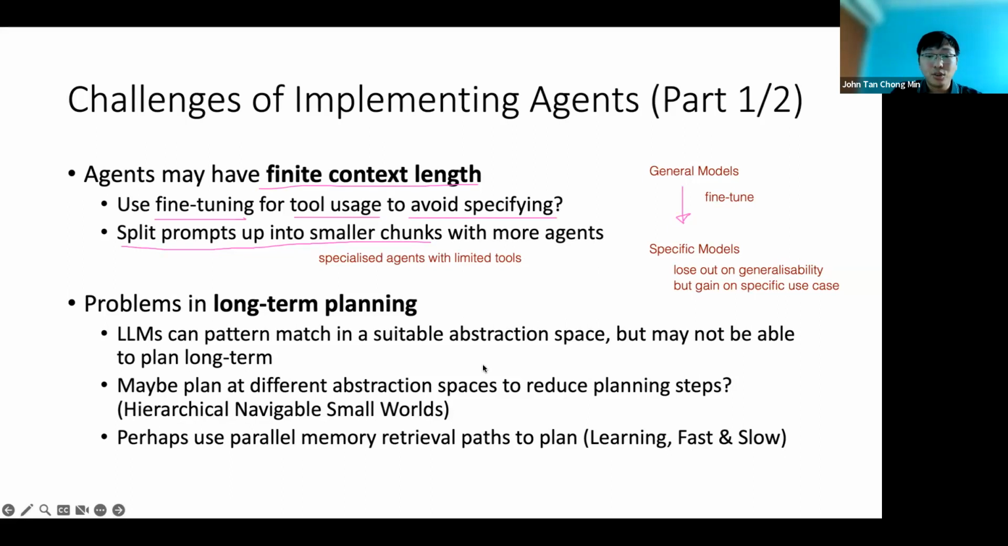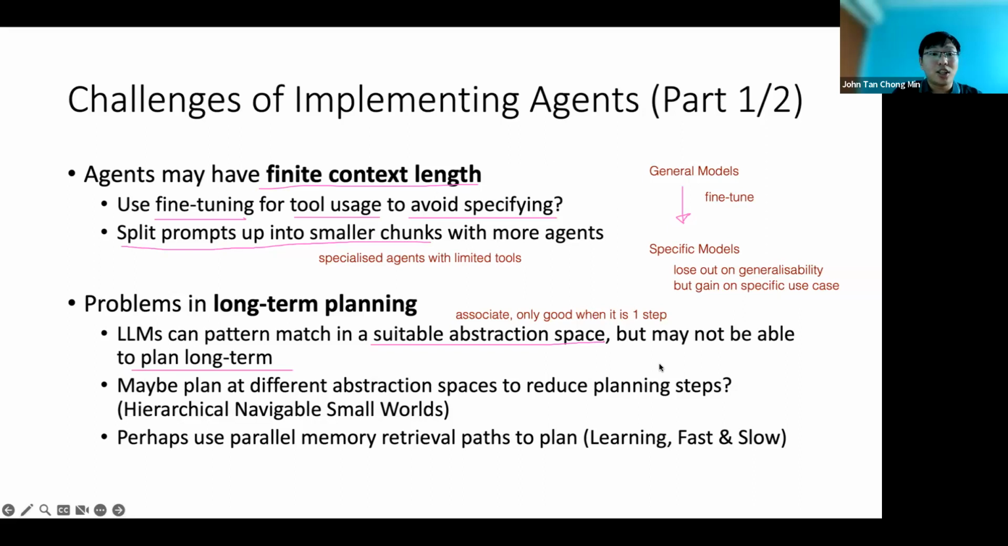Next we have problems in long-term planning. So what are the problems? LLMs can do pattern matching in a suitable abstraction space, but may not be able to do long-term planning. This is what I mean: when you associate, it's only good when it's one step. Two steps may have some problems already. If the association is a direct one-step association, LLMs can do very well.